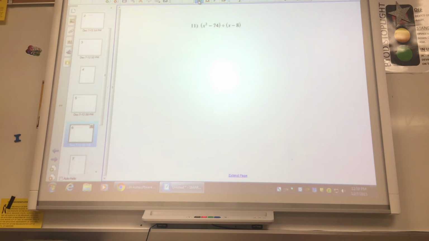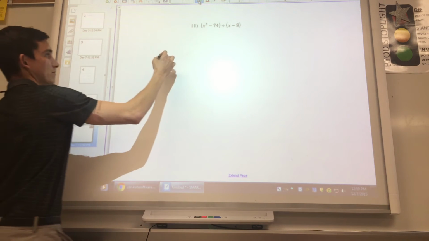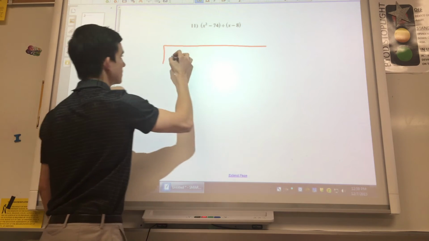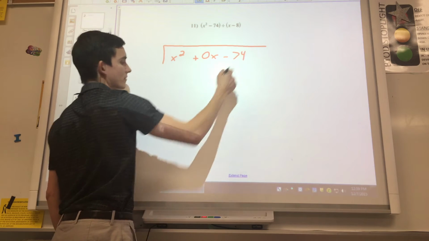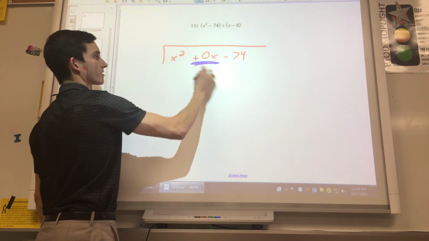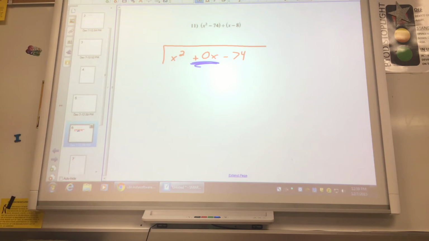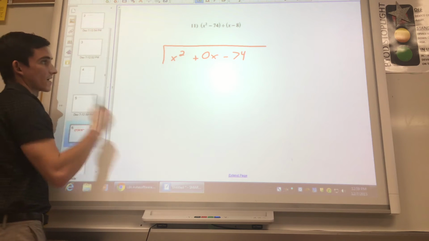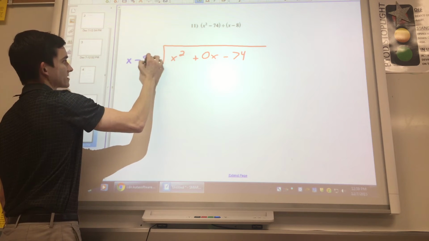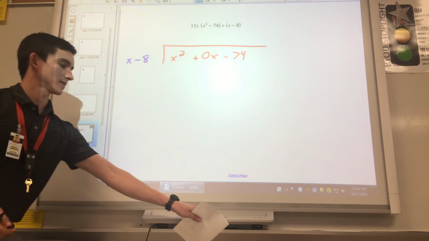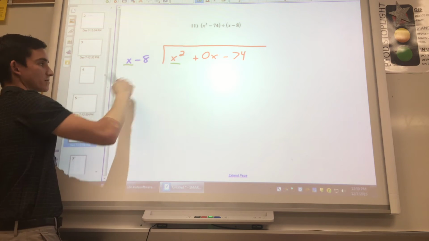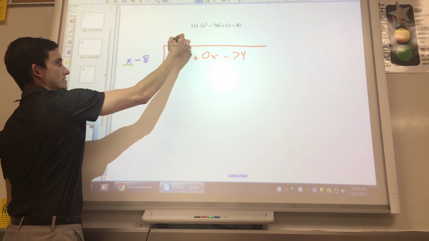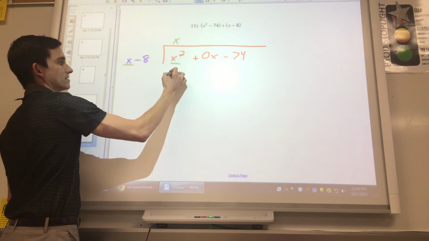Number 11. So again, when we write this down, we want to write x squared plus 0x minus 74. And we want, this is super important, a placeholder, okay? And then it's being divided by x minus 8. So the question becomes, what do I need to multiply x by to get x squared? The first two terms are all that matters. X times x is x squared.